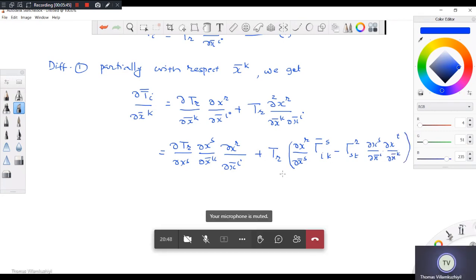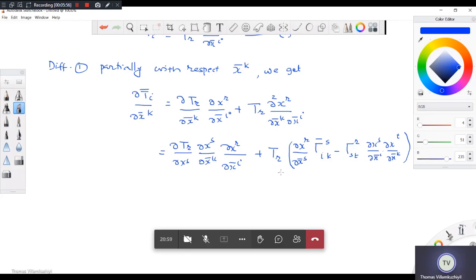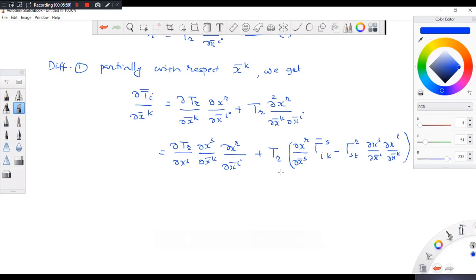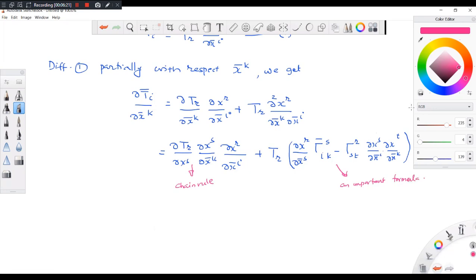You can look to the first formula. Instead of p j k, here it is r k i. So if you make the corresponding change, you will get this one. Here I used the chain rule, and here I used an important formula. So I directly apply it. This is equal to.